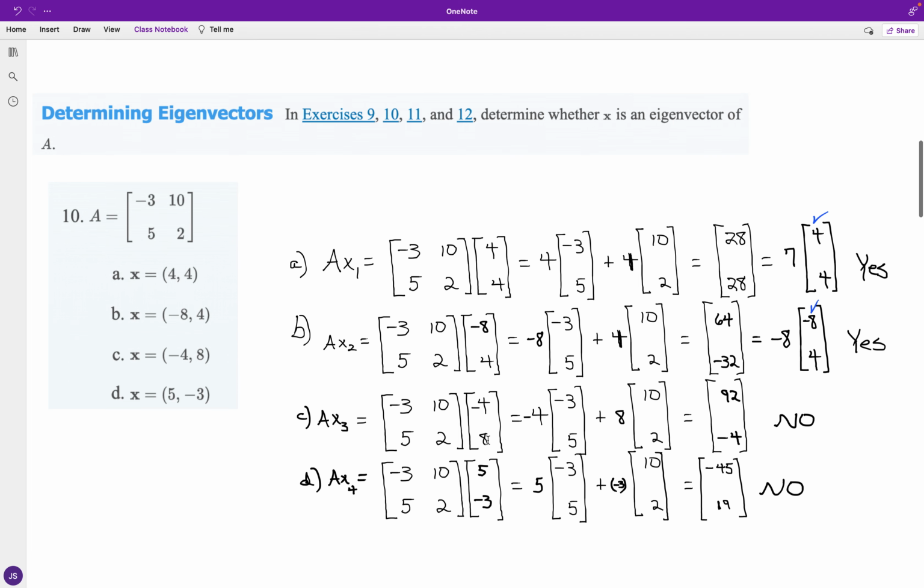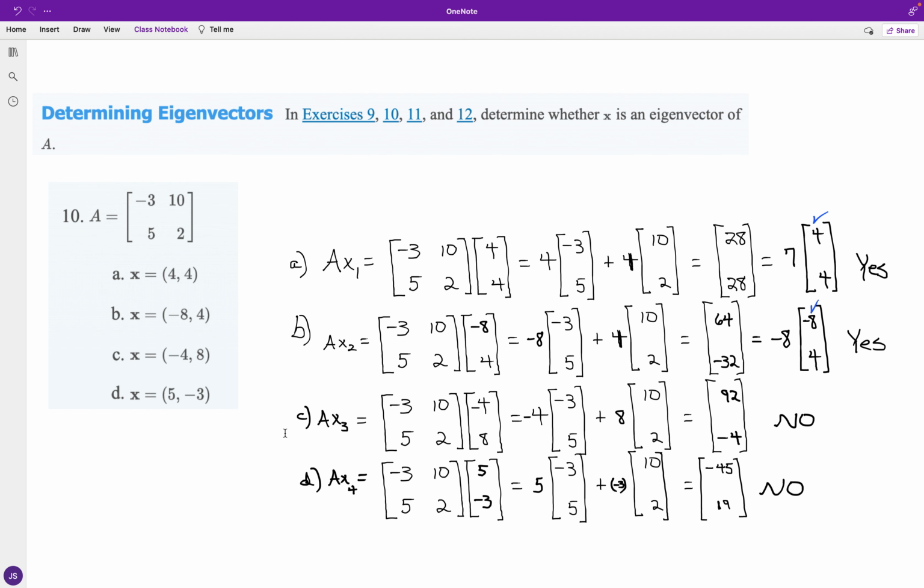Now, if I attempt -4 and 8, now using that where I have A times -4, 8, for that combination we have 92 and -4, and that cannot be reduced in terms of the vector -4 and 8. So 92 and -4 will not be a direct scalar multiple of -4, 8. So -4, 8 is not an eigenvector.